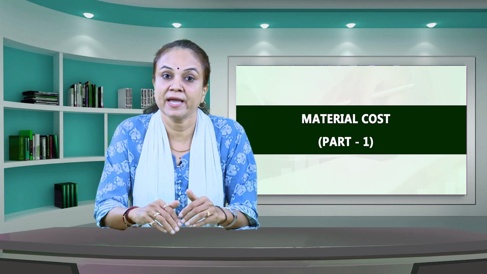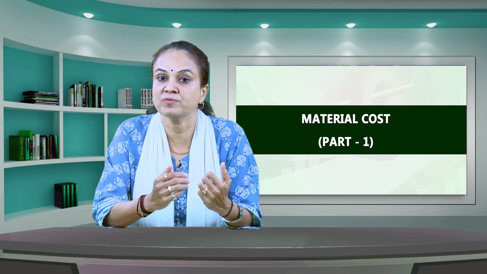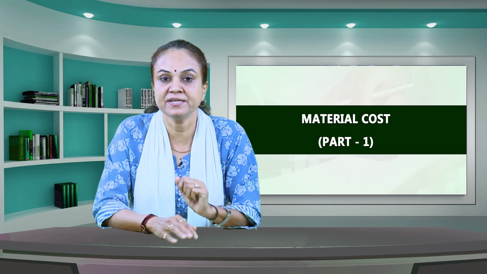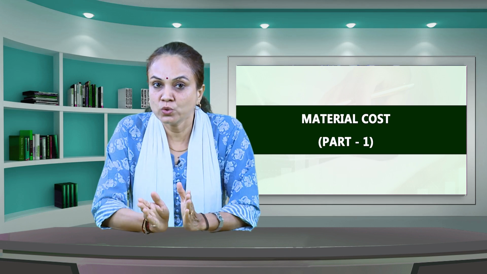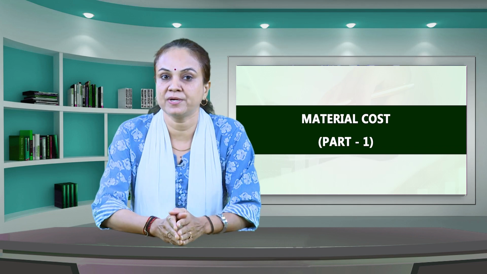Number 10, to identify slow moving and obsolete items and inform the management about them. Number 11, to minimize storage handling and maintenance cost. Let's discuss now material issue procedure. Material issue procedure has two documents which are used for issue of materials to the production department.